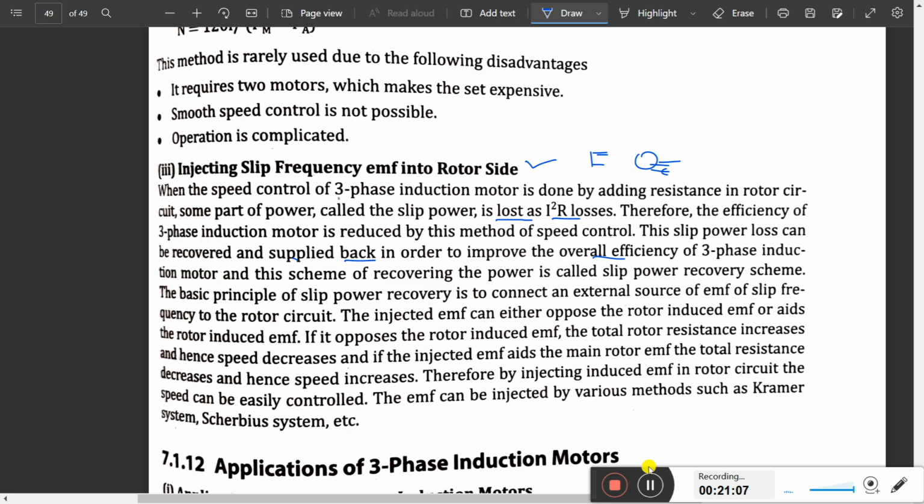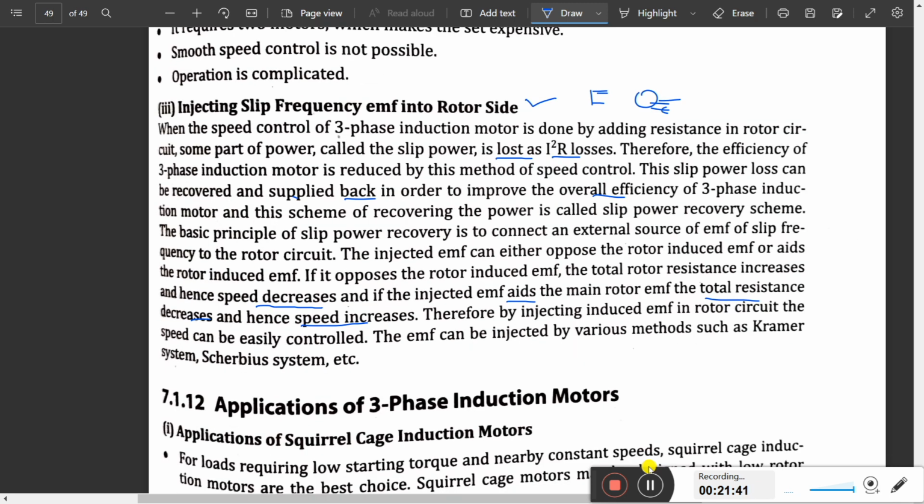The basic principle of slip power recovery is to connect an external source of slip frequency EMF to the rotor side. The injected EMF either opposes the rotor induced EMF or adds to it. If it opposes the induced EMF, the effective rotor resistance increases, hence the speed decreases. If the injected EMF is adding, the total resistance decreases and the speed increases. Therefore, by injecting EMF the speed can be controlled using this type of injection into the rotor side.